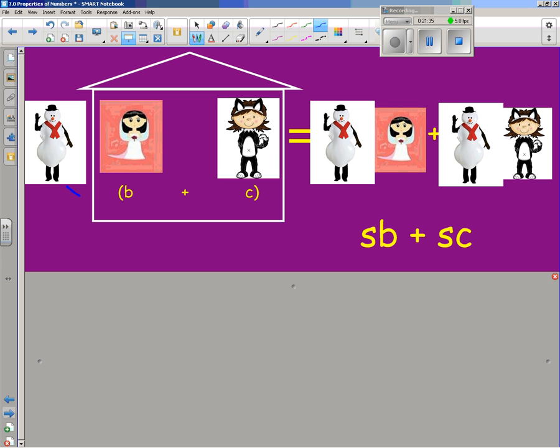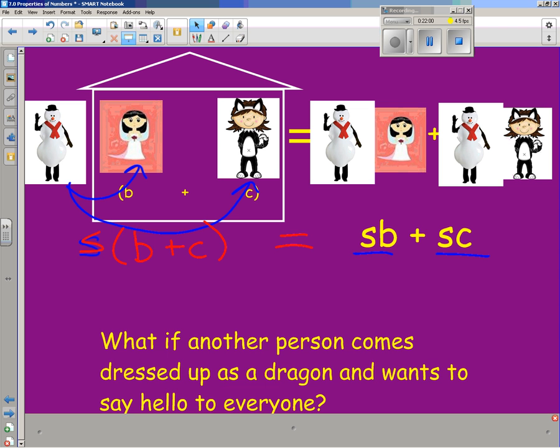So Snowman says hello to the bride, and Snowman says hello to the cat, represented by this expression here, SB plus SC. Over here, we've got the snowman on the outside. Here, let me use a different marker. The snowman on the outside, the parentheses, which are the house, and then you have B plus C. They are equal, guys. That is the distributive property.